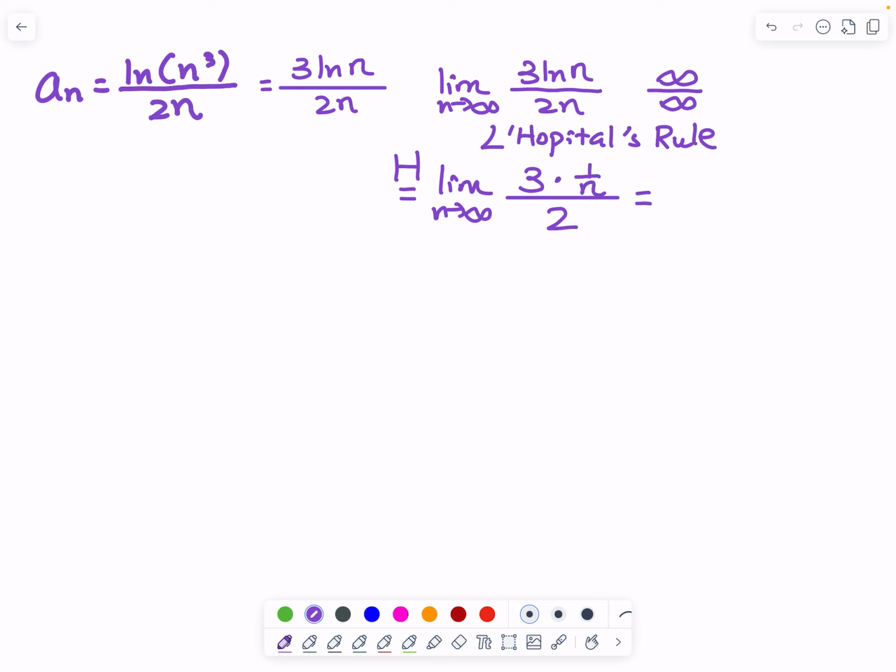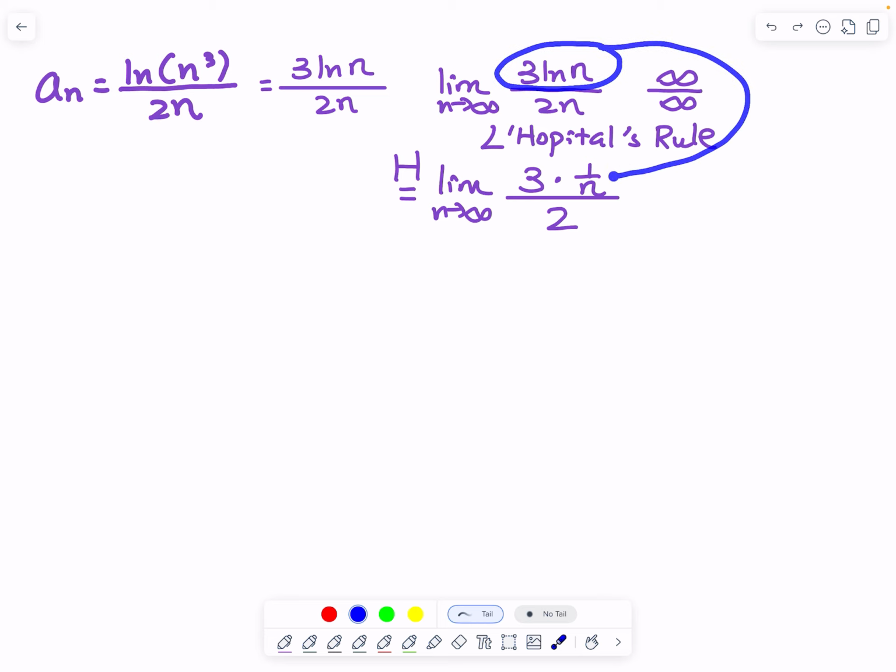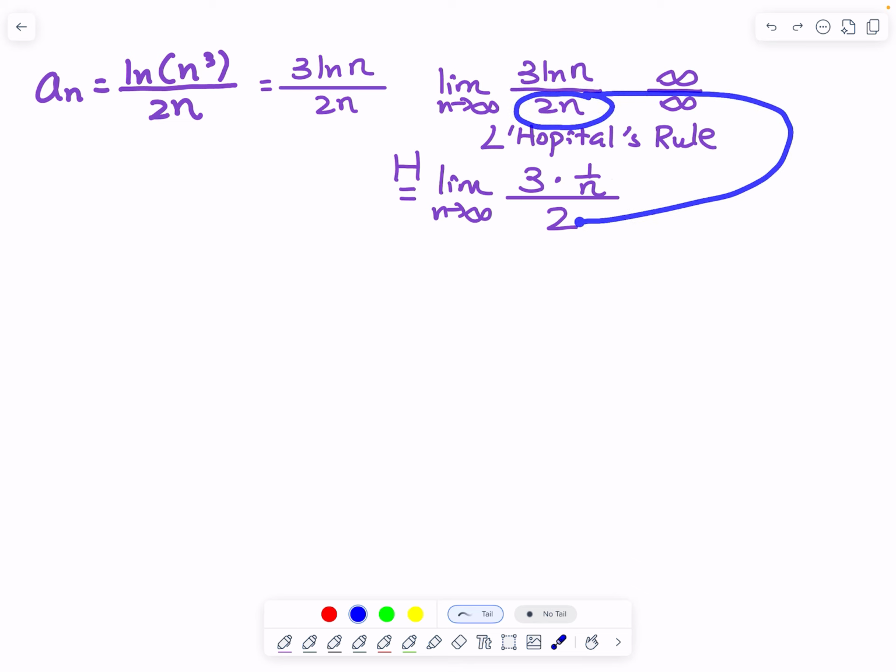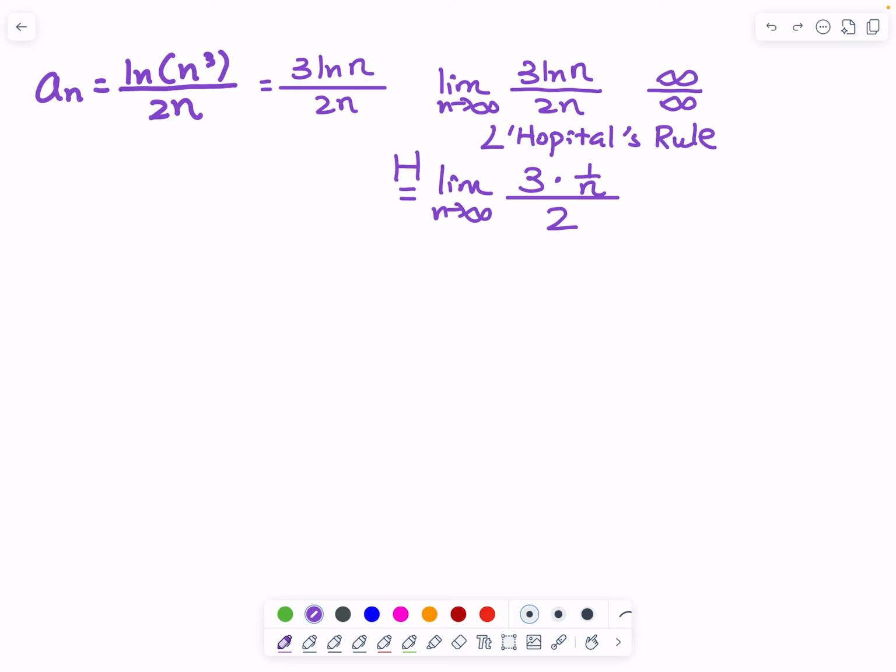Before I move on to the next step, I need to remind you that this is not the quotient rule. According to L'Hopital's rule, I take the derivative of the numerator and put the result in the numerator, and then I take the derivative of the denominator and put the result in the denominator. No H means I am not using L'Hopital. I am just rearranging the terms.